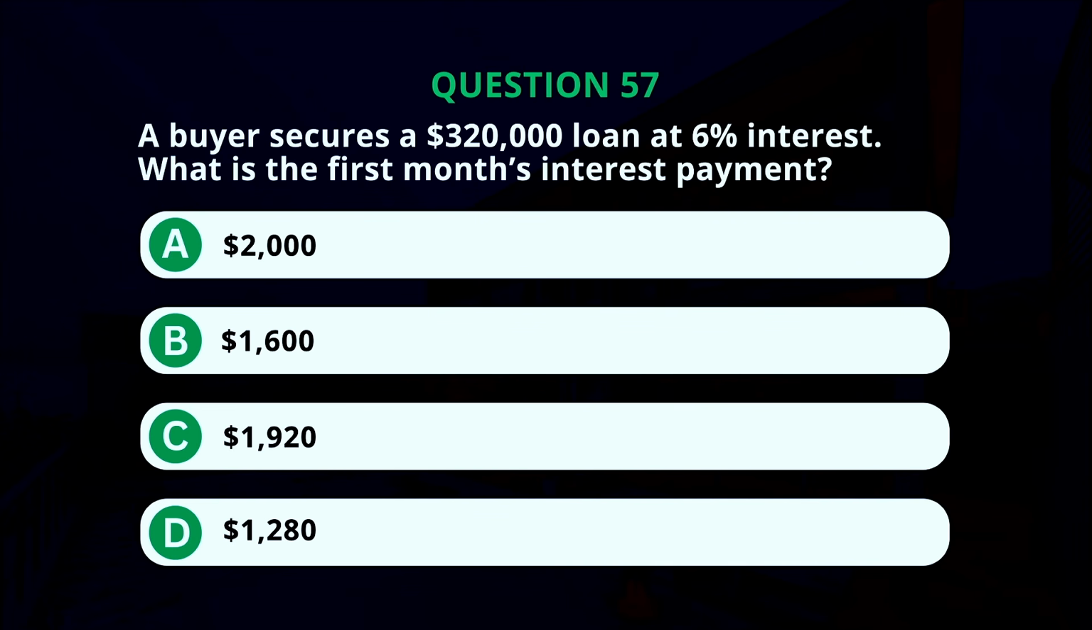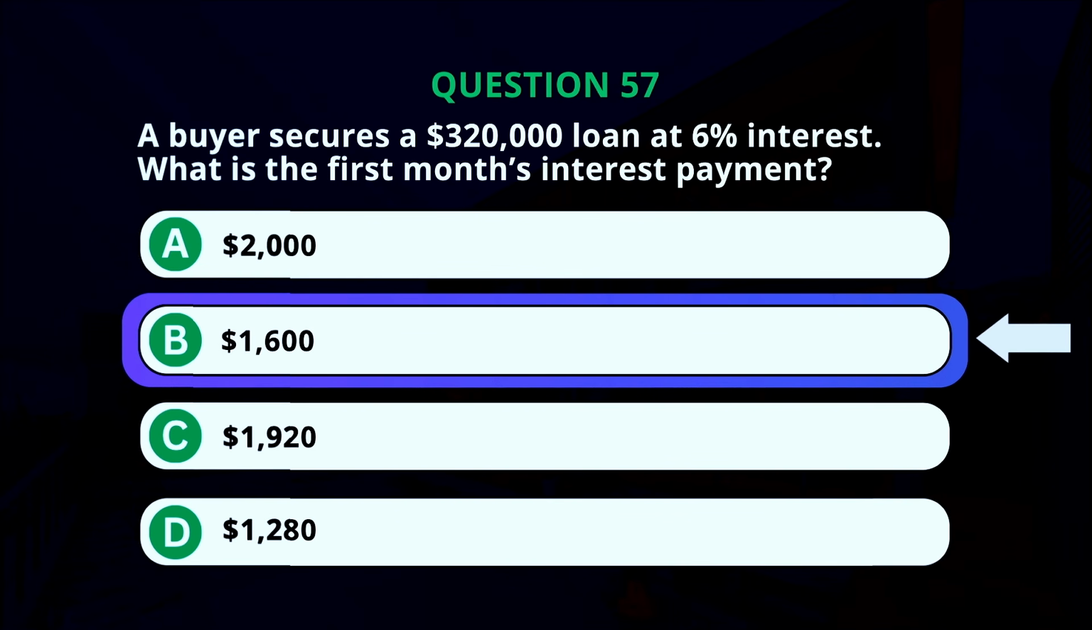Letter A, $2,000. Letter B, $1,600. Letter C, $1,920. Letter D, $1,280. And the answer? Letter B, $1,600. Okay, so this is a simple interest calculation.